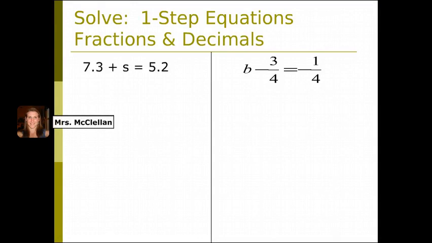Sometimes students are intimidated when they see fractions or decimals. However, one-step equations with fractions and decimals should not scare you. Same process as when we add or subtract any other number. In our first example, we have 7.3 plus s equals 5.2. We're still trying to get s by itself.